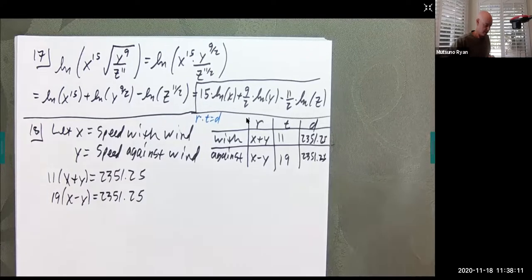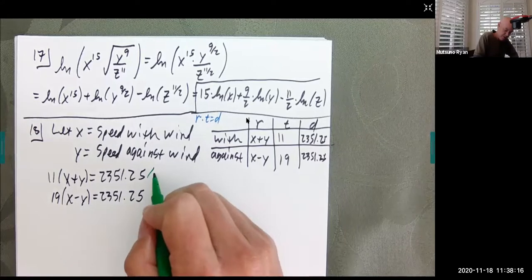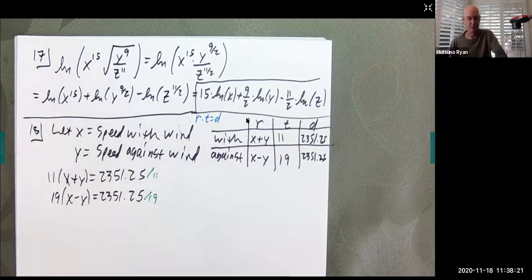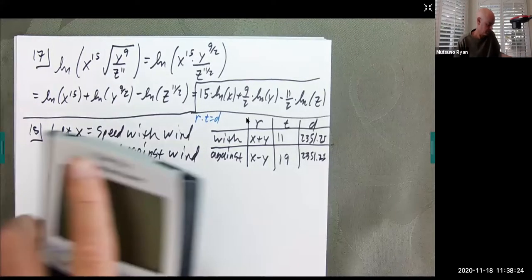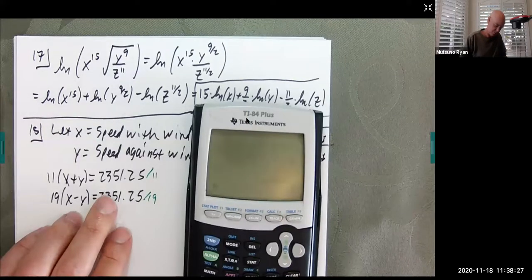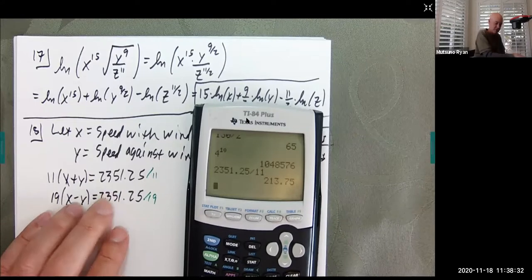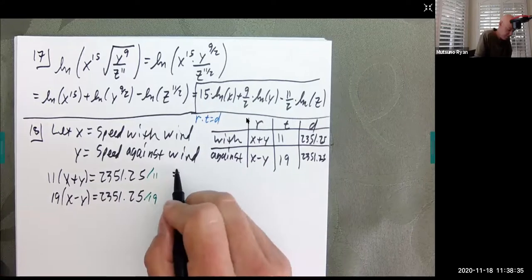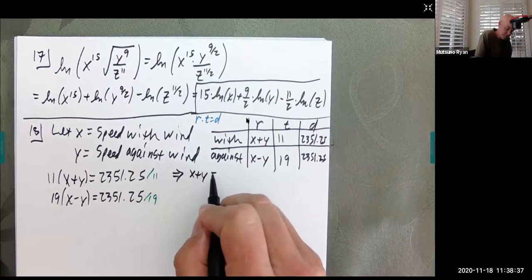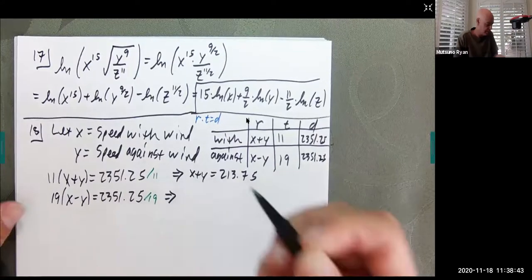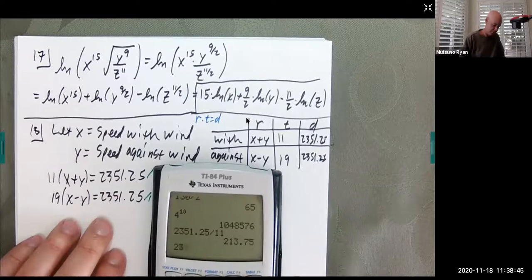And I'm going to do a little trick here. I'm going to divide both sides by 11 here and divide both sides by 19 here. This trick often works for textbook problems. In real life, it rarely works. So 2351.25 divided by 11, this becomes x plus y equals 213.75. Do the same thing here: 2351.25 divided by 19.